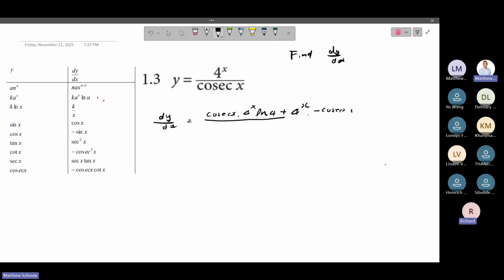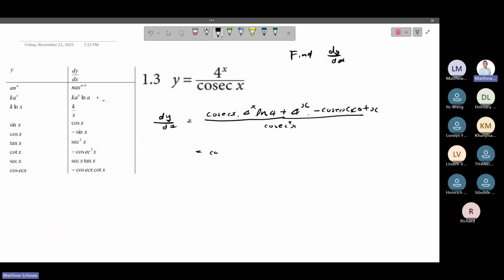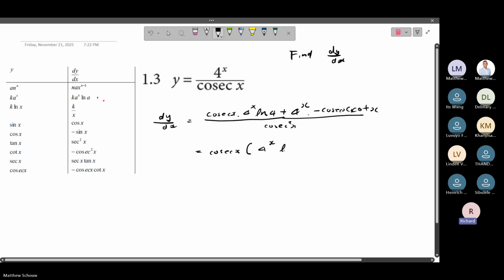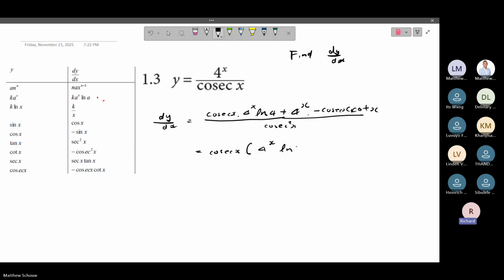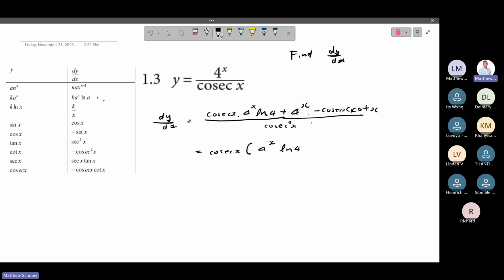If I simplify it, on the top I can take a cosecant x out. Yes, you're right, I'm doing exactly the same thing. Cosecant x, and then times 4 to the power of x, natural log of 4, plus. Don't you think we can take another common factor of 4 to the power x? 4 to the power x, yes.